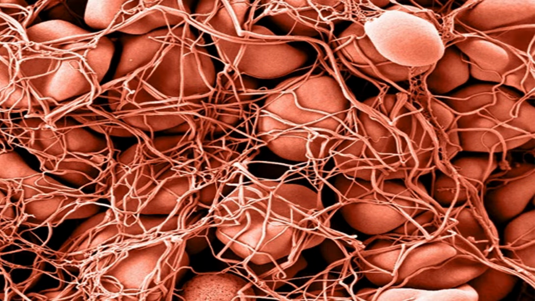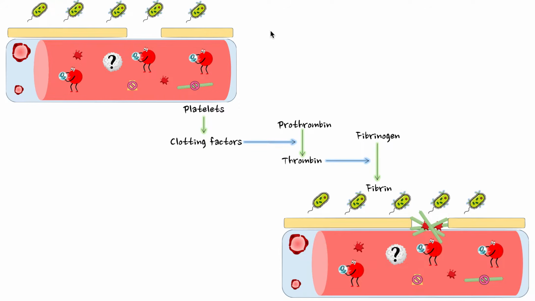It's pretty cool. Now here I have a summary for you. Here's what it looks like beforehand when you get sliced open. Then we have the platelets releasing clotting factors. Clotting factors help convert prothrombin into thrombin. Thrombin helps to convert the soluble fibrinogen into insoluble fibrin, which causes this whole thing, right? So I hope that makes sense. That's it for blood clotting.